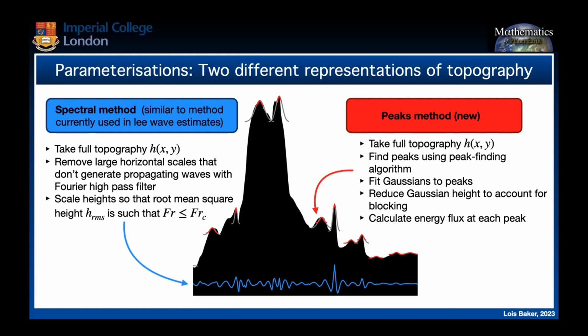But then the method that we developed, where we wanted to really physically represent the effective topography, takes into account those ideas about blocking. So we take the black profile and then we find the peaks using a peak finding algorithm, and fit Gaussian curves to those peaks. We then reduce the Gaussian height to account for that blocking. And that would give us, say, these little red caps here. And then we calculate energy flux from each peak. So the difference in representations is between this blue line here and these red caps. So you can see there's quite a difference there.